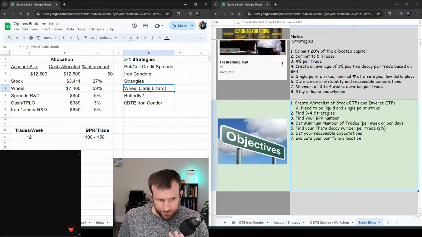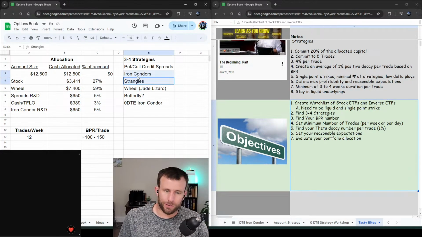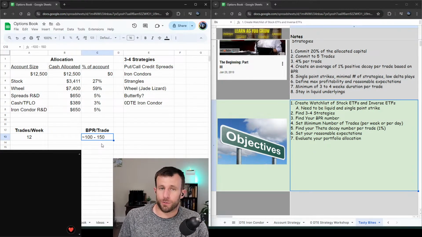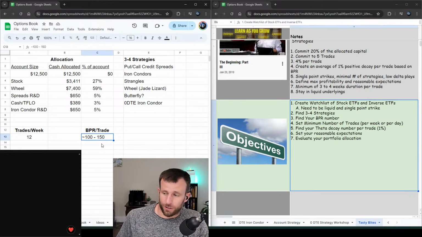So already doing the wheel. Strangles and iron condors are related. Put and call. So that's 3 or 4, potentially 5. Looking at my allocation, let's see, I'm getting ahead of myself. The buying power reduction number, my BPR number per trade, especially for defined risk, is $100 to $150 per trade. I want to be able to increase my number of occurrences as much as I can. So trading small there allows me to place those trades and get those occurrences in.